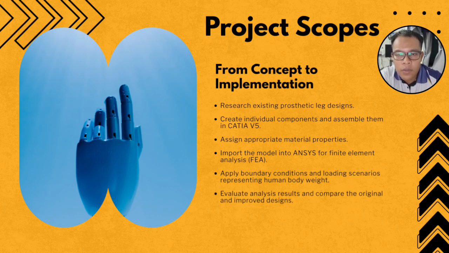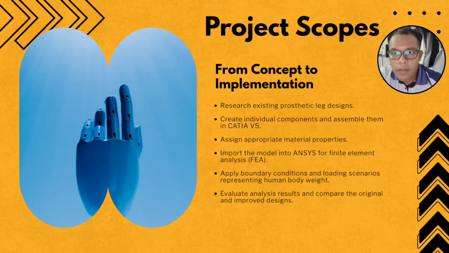Next is we assign appropriate material properties. After completing the CAD model, suitable material properties were assigned to the prosthetic leg. In this project, different engineering materials were considered to evaluate their strength, stiffness, and suitability for prosthetic application. So we found some suitable materials in the current research study for prosthetic leg use, such as aluminum alloy, titanium alloy, carbon fiber, and others.